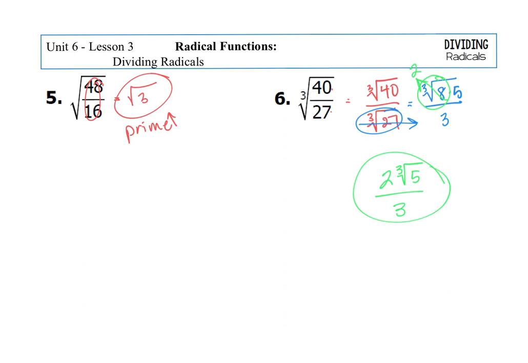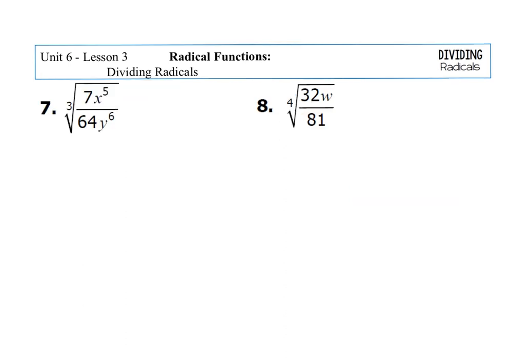And that's simplified. Notice there's no radicals in the denominator. Okay, 3 is just an integer. That's the way we like it. Only radicals in the numerator. And that numerator has been fully simplified. So it looks like we are doing everything correctly. Okay, on number 7, we have the cube root of 7x to the 5th divided by 64y to the 6th. So the first thing I would check, does 7 over 64 reduce?